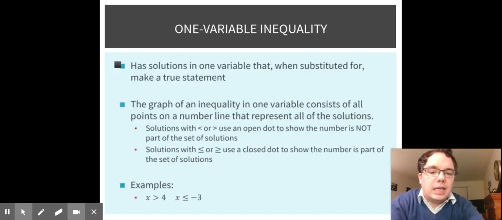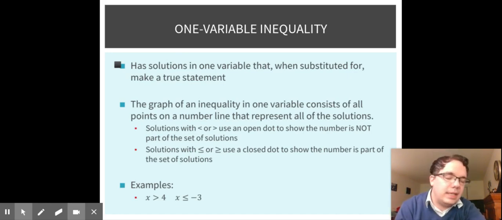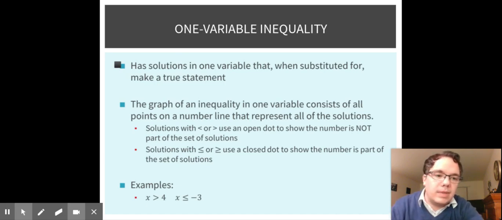So before we actually get to solving a problem, we're going to define a one variable inequality and learn how to graph it. A one variable inequality has solutions that make the statement true. For an equation, we usually had one answer that made it true. Sometimes we could have infinitely many solutions. But for inequalities, we're always going to have a lot of solutions. And that is why we're going to graph our solution, because it's going to be a part of a number line, a whole half of a number line.